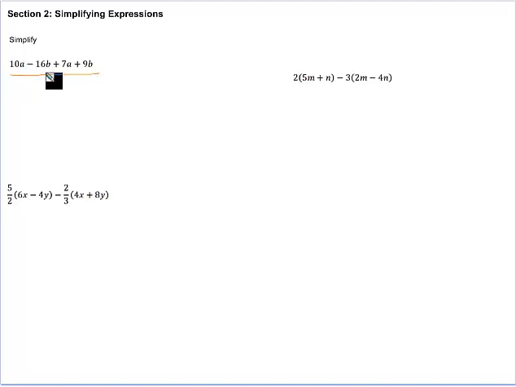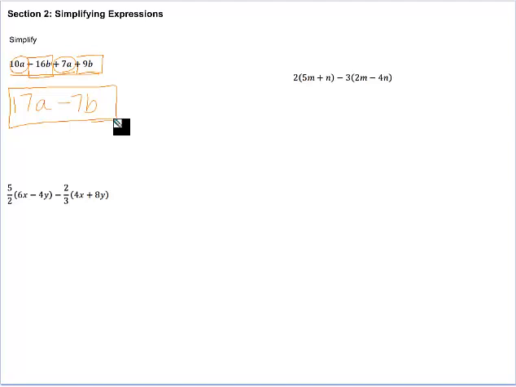So we have 10a minus 16b plus 7a plus 9b. Our like terms here would be the 10a plus the 7a, which would give us 17a. And then we have a minus 16b plus a 9b. And so we have to take a negative 16 plus 9, which gives us a negative 7. So this would be minus 7b. So our final answer here would be 17a minus 7b for simplifying.